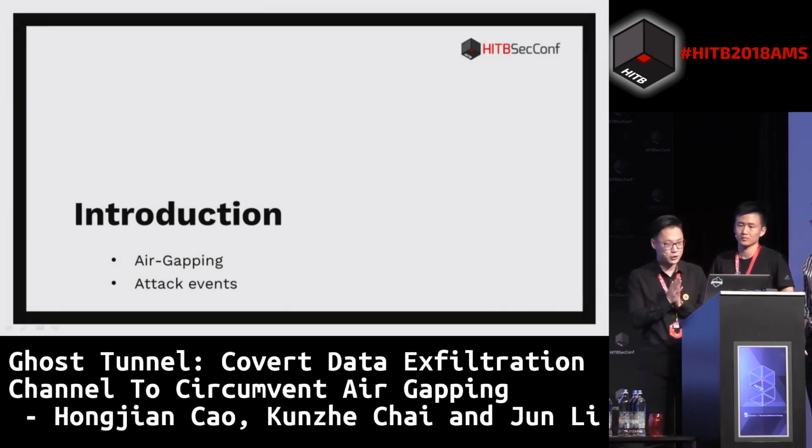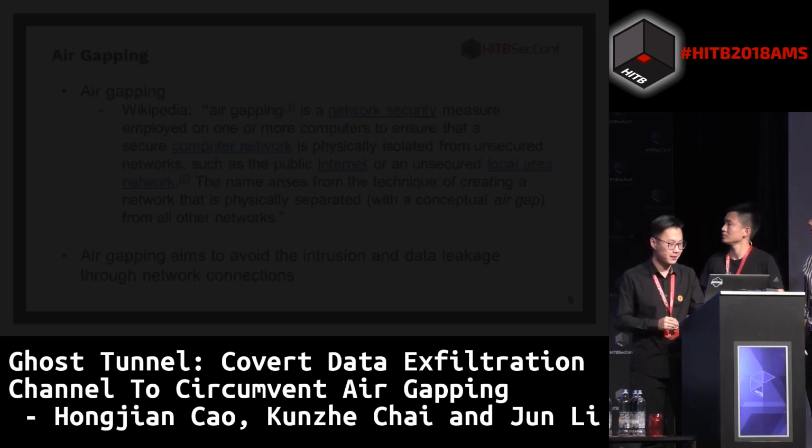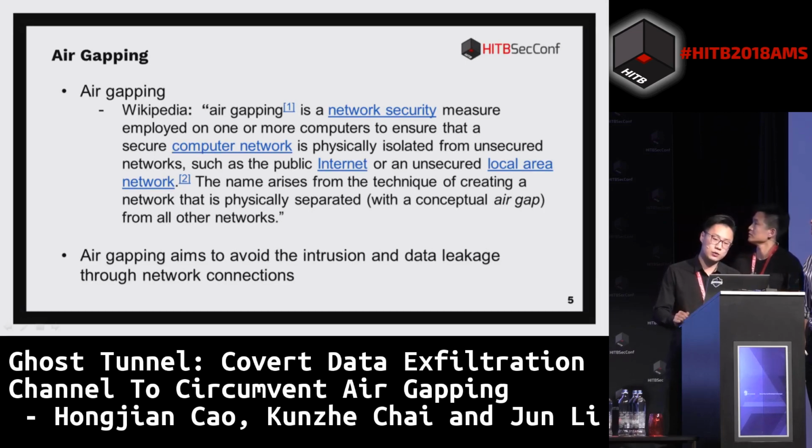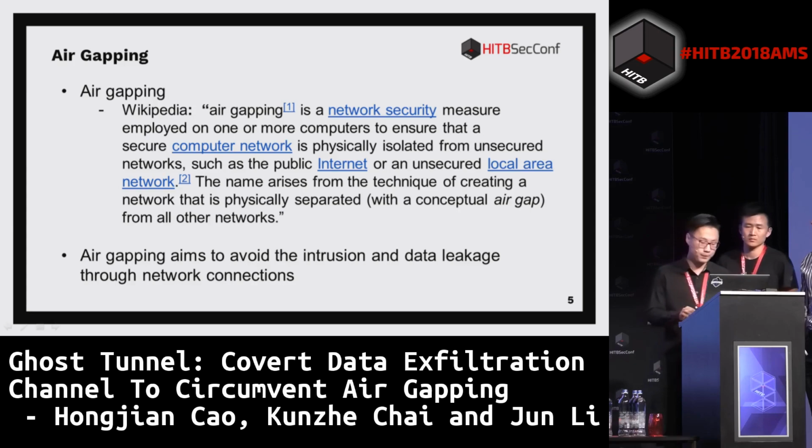Let me show you what air gapping is. According to Wikipedia, air gapping refers to computers or networks that are not connected directly or indirectly to the internet. It aims to avoid intrusion and data leakage through network connections.